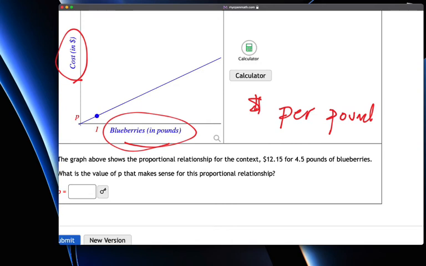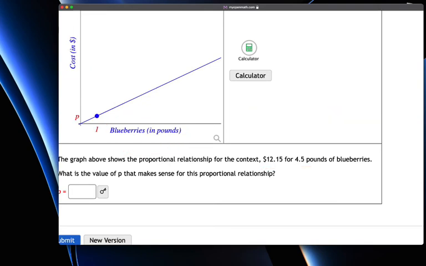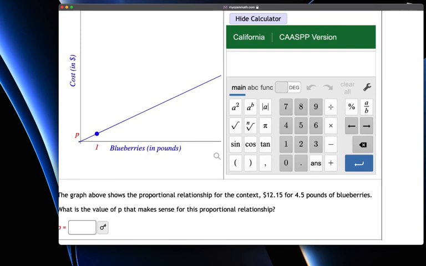So when we think about the unit rate, we're trying to figure out how much is the cost per pound of blueberries. The graph above shows the proportional relationship for the context, and this is really the only information that we are given: $12.15 for 4.5 pounds. We can easily find what that unit rate is by dividing the amount of dollars by the amount of pounds that are given. So let's go ahead and do that. We've got $12.15 divided by the 4.5 pounds.